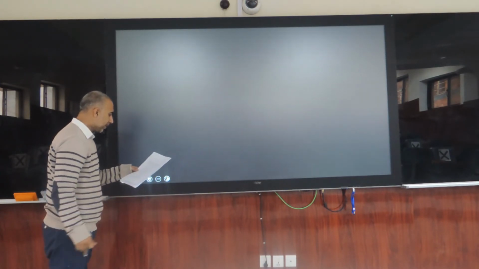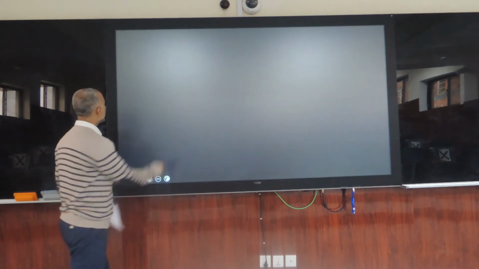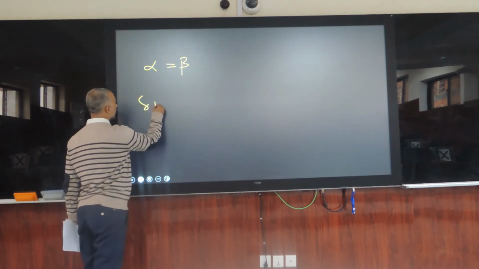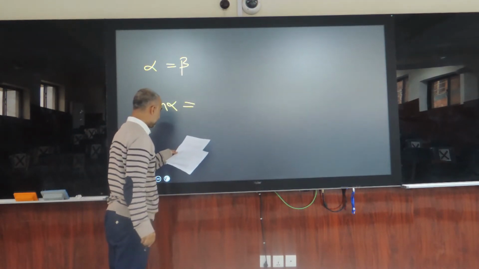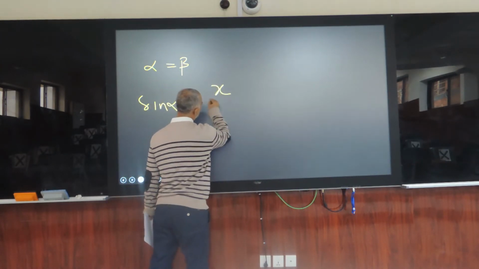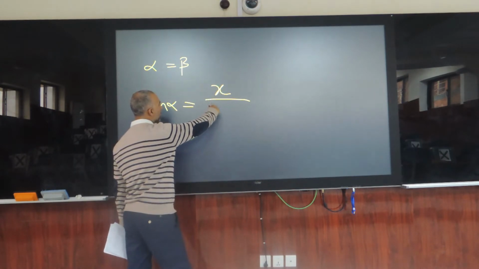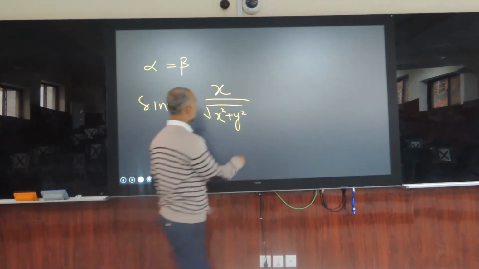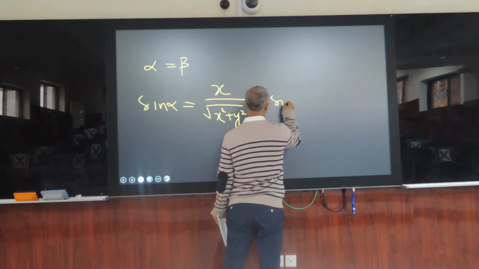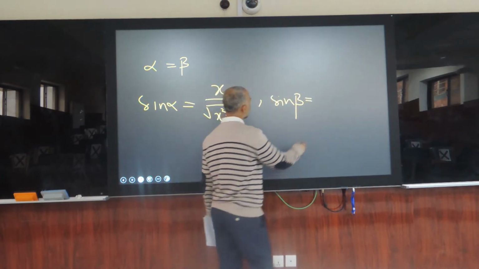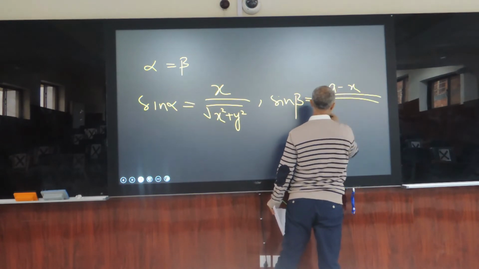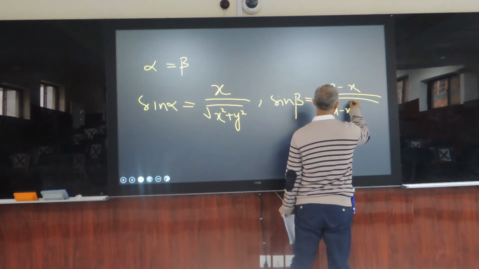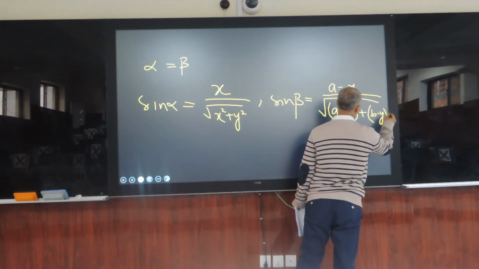So due to this ratio of the trigonometric functions, as we know alpha equal to beta, sine alpha can be expressed in terms of perpendicular over hypotenuse. The hypotenuse is this one, square root of x square plus y square. Similarly, for the other part of the triangle, we can write sine beta as the perpendicular over the hypotenuse, the square root of a minus x whole square plus b minus y whole square.